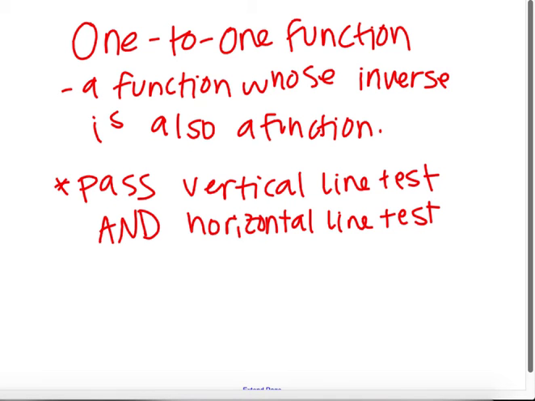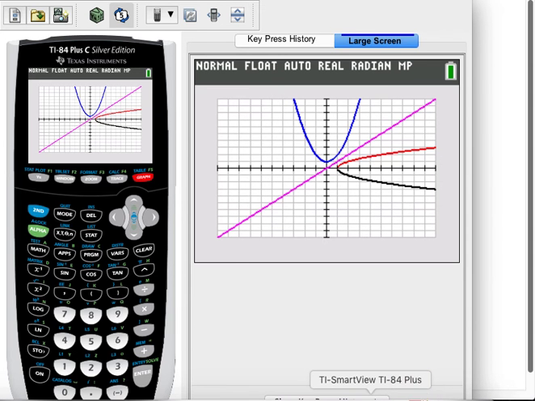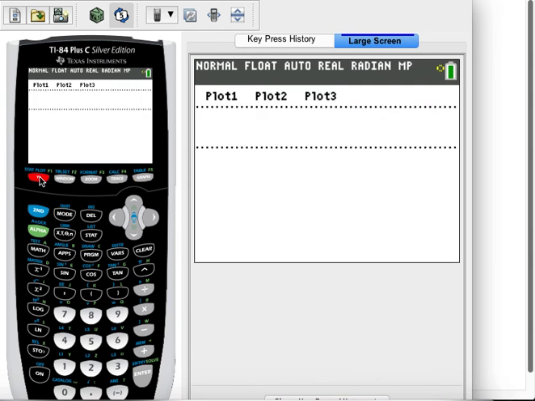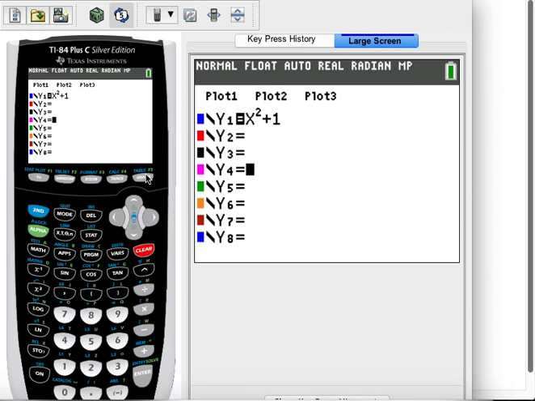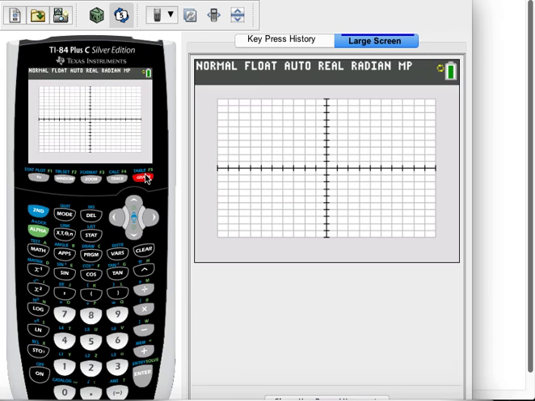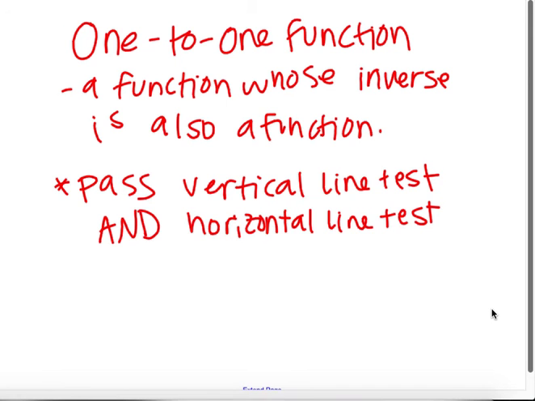so it's not one-to-one. So if we look back at one of our original graphs, this x squared plus 1, it passes the vertical line test okay, but it doesn't pass the horizontal line test, which would mean that it is not a one-to-one function. It's a function, but not a one-to-one function. Cool? Okay, the last thing that we're going to do is this example.